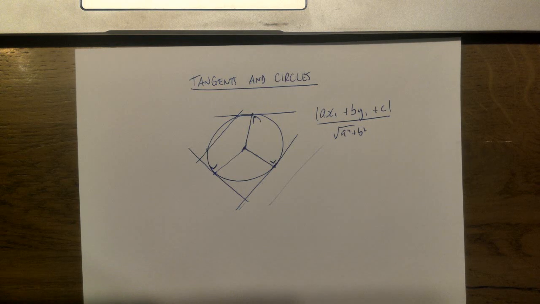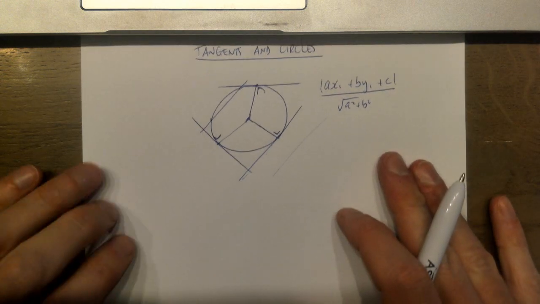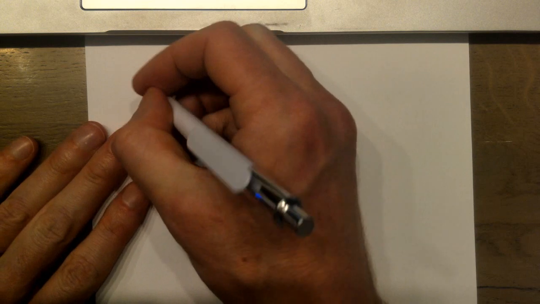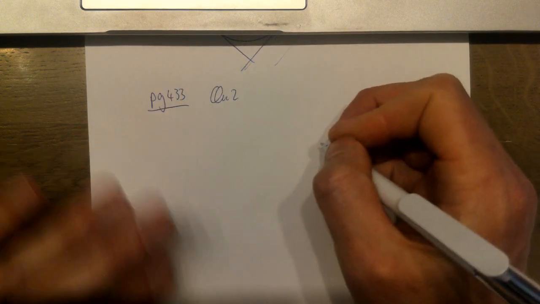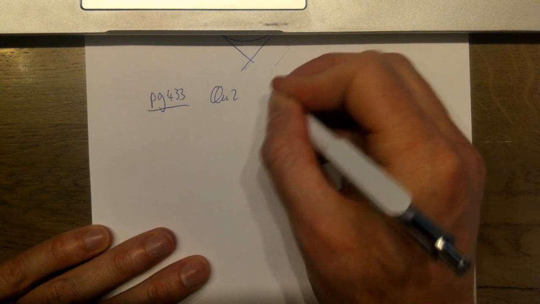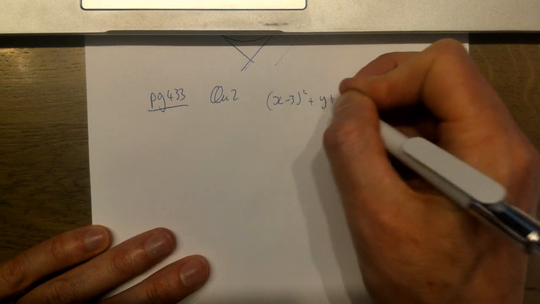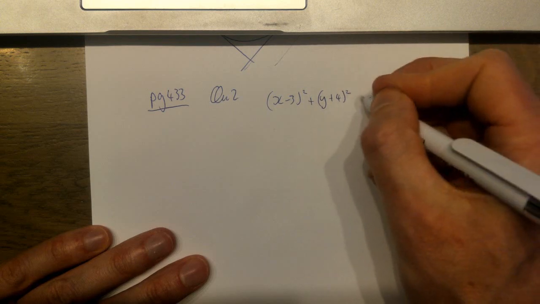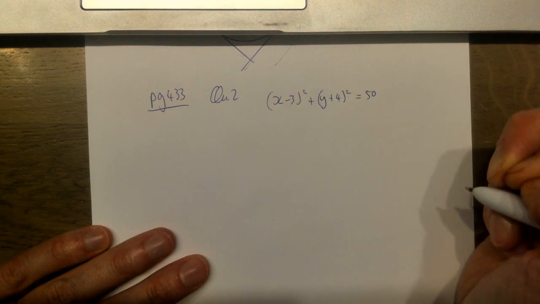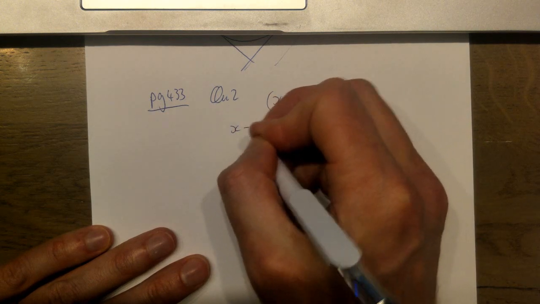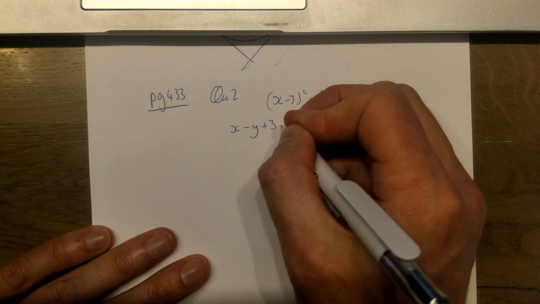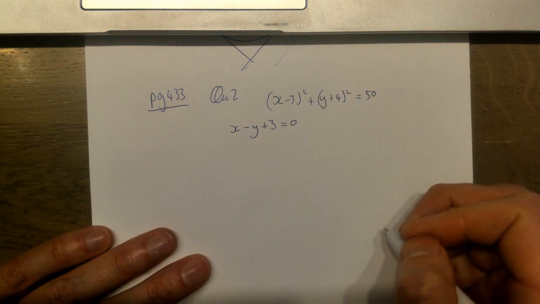What I'm going to do is a few questions with you as an example through an exercise, and I'm going to let you practice them. So page 433. Question 2 says we have a circle, x minus 3 squared plus y plus 4 squared equals 50. And we have to show that x minus y plus 3 equals 0 is a tangent.